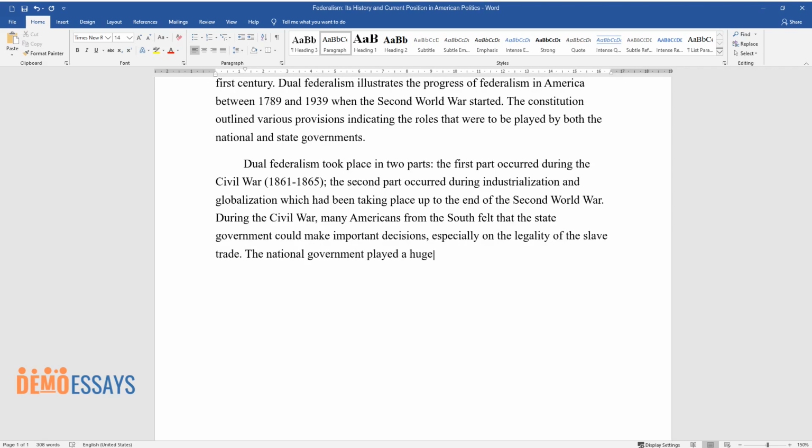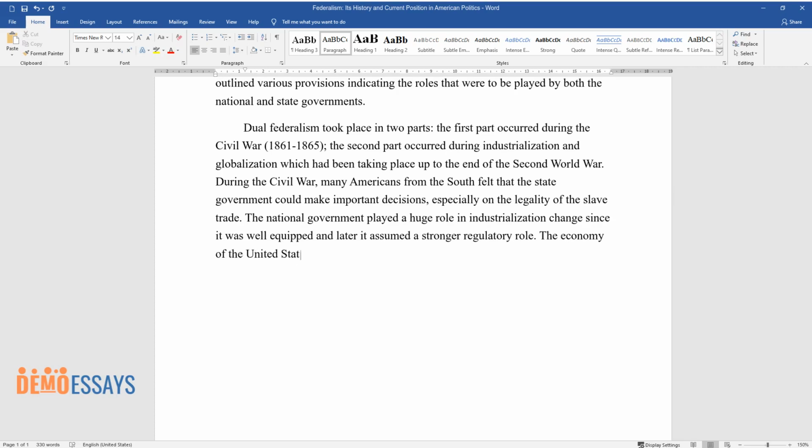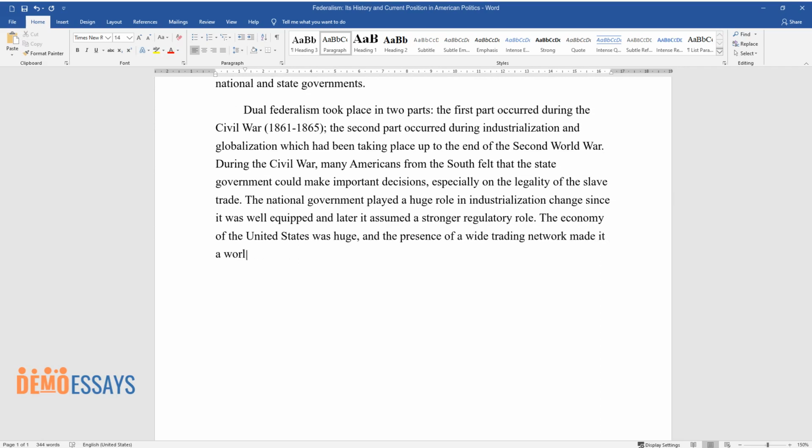The national government played a huge role in industrialization change since it was well equipped, and later it assumed a stronger regulatory role. The economy of the United States was huge, and the presence of a wide trading network made it a world economic power, since most of the states were able to trade to all corners of the globe.